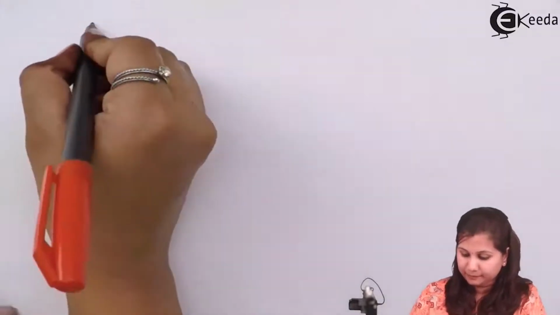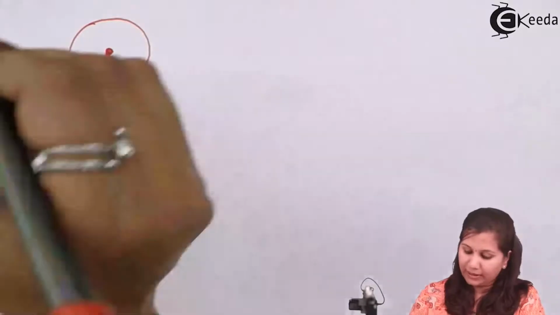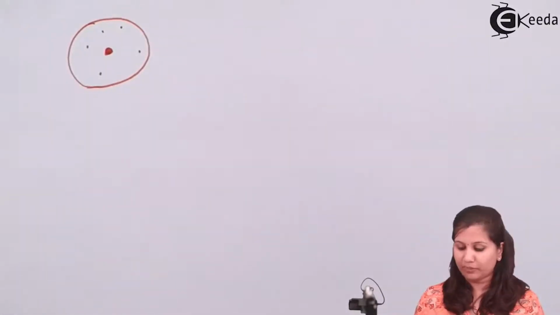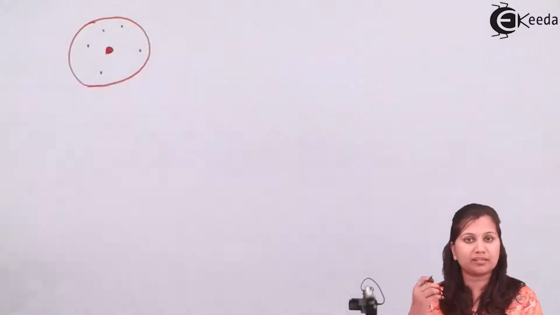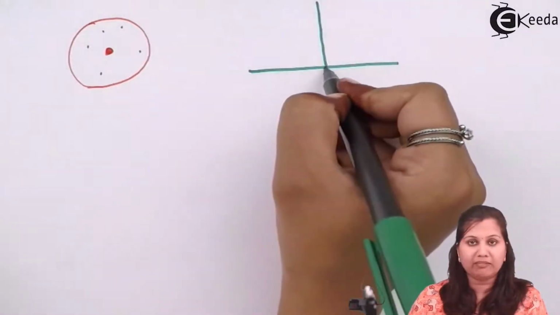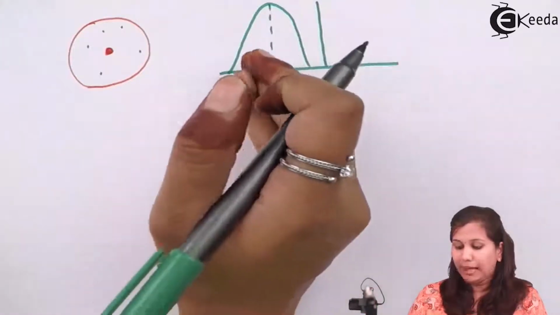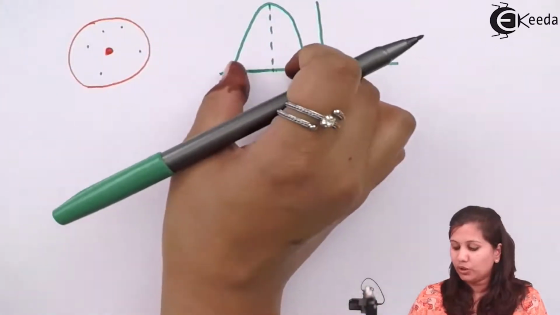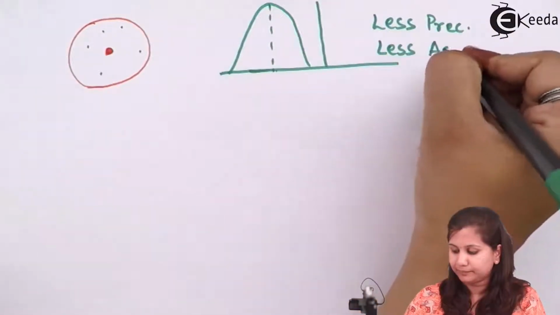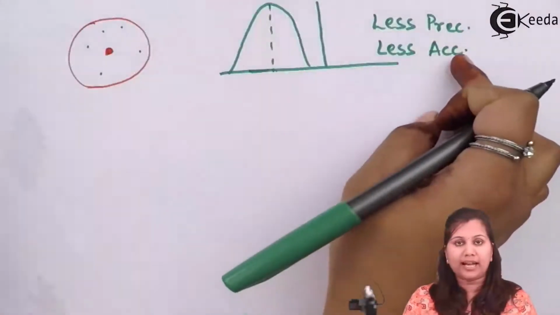Next is the case where this is the center of the disc. Now when the archer is throwing the arrow, one arrow is here, one here. So all the arrows are at a very large distance from each other, and also they are not close to the target. So in this case, precision is very low and accuracy is also very low. If we draw the figure here, this is the mean value of all the measurements. The values are not close to the true value, and also they are not close to each other. So in this case, less precision and less accuracy. Here we are getting both precision and accuracy as low.